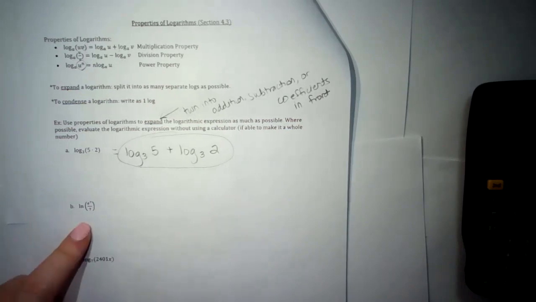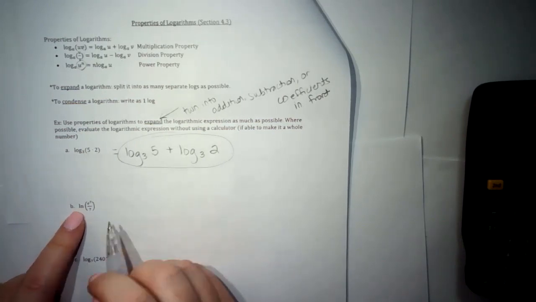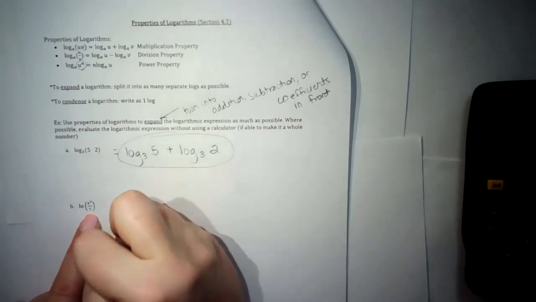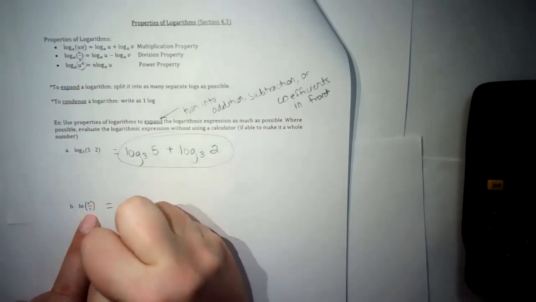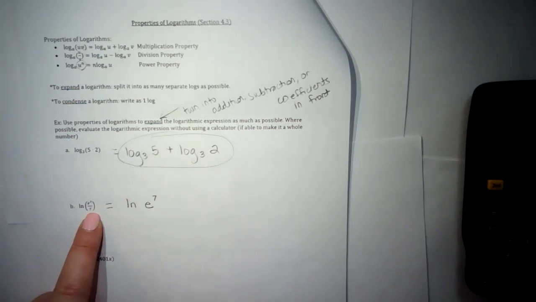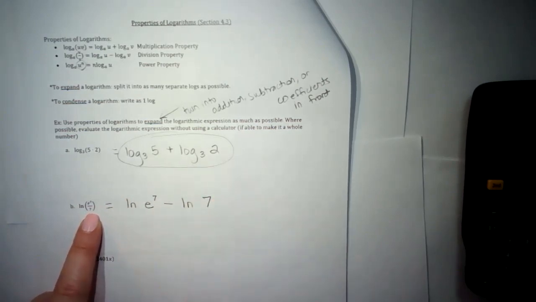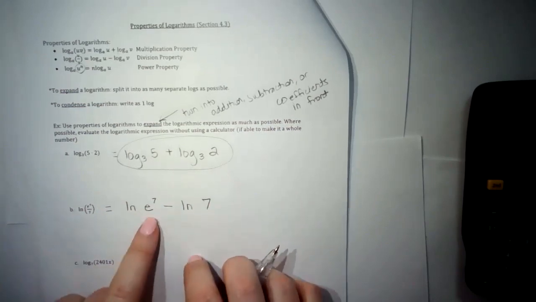Okay. All right, let's try this guy real quick. We'll be done. All right. So I see that my argument has division. So I'm going to change these into subtraction. So I'm going to take the natural log of the numerator minus the natural log of the denominator. Now I'm not done because he still has another problem.